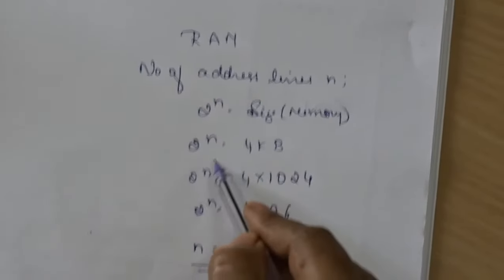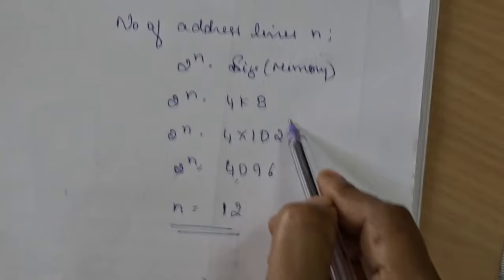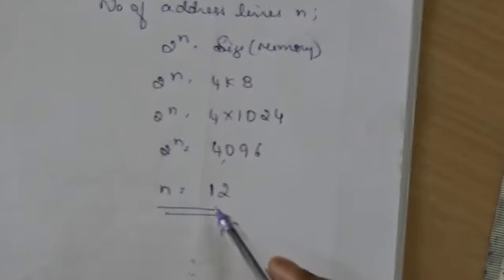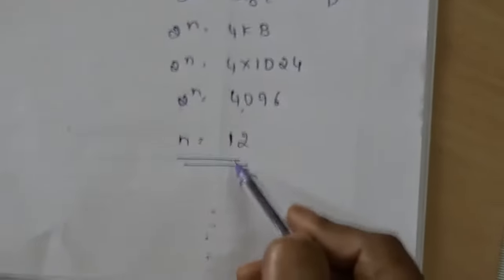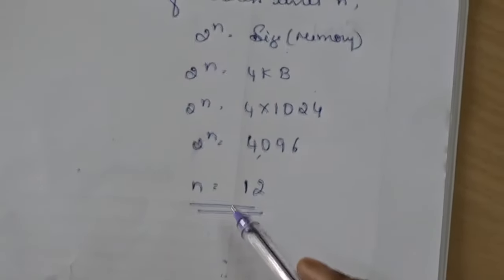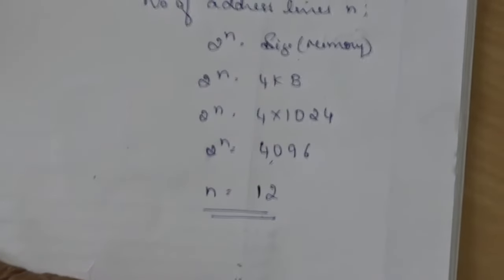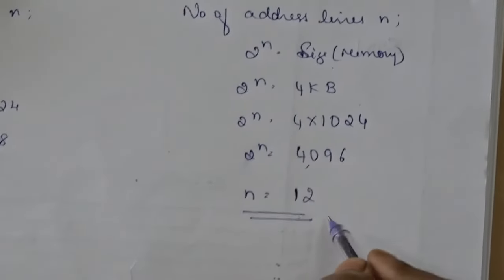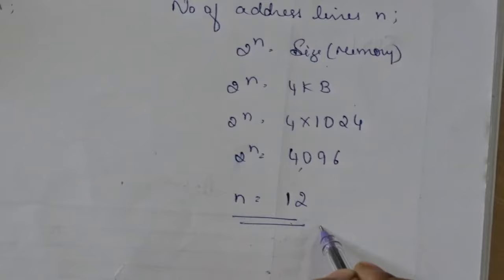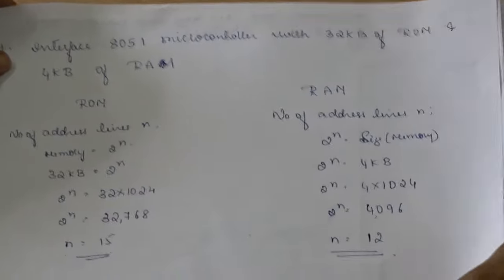Let us see for RAM how many address lines are required. So 2 to the power n is equal to the memory capacity, 2 to the power n is equal to 4 kilobyte, and substituting 4 into 1024, the number of address lines required is equal to 12. So to interface 8051 microcontroller with 32 kilobyte of ROM, totally 15 address lines are required, and in order to connect to RAM, totally 12 address lines are required. So step by step, let us see how to interface 8051 microcontroller with ROM as well as RAM.